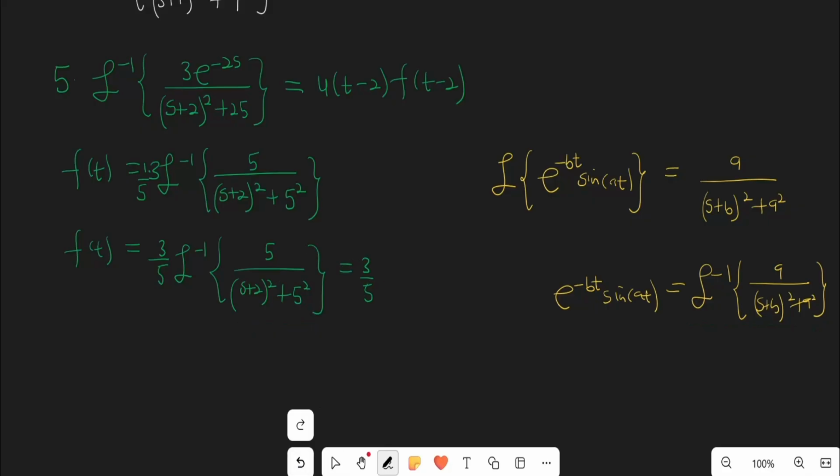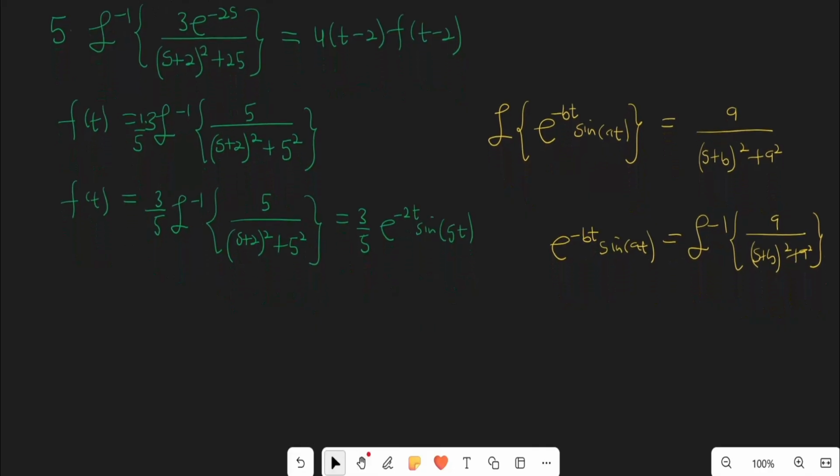So this one is going to be e to the negative bt. B is the constant in the exponential function, that is this one, right? So the s here is shifted by 2, so this one is going to be e to the negative 2t, and then this is going to multiply by the sine of at. So what is a in this case? A in this case is 5, so that is going to be 5t, like this. So this one is the function f of t.